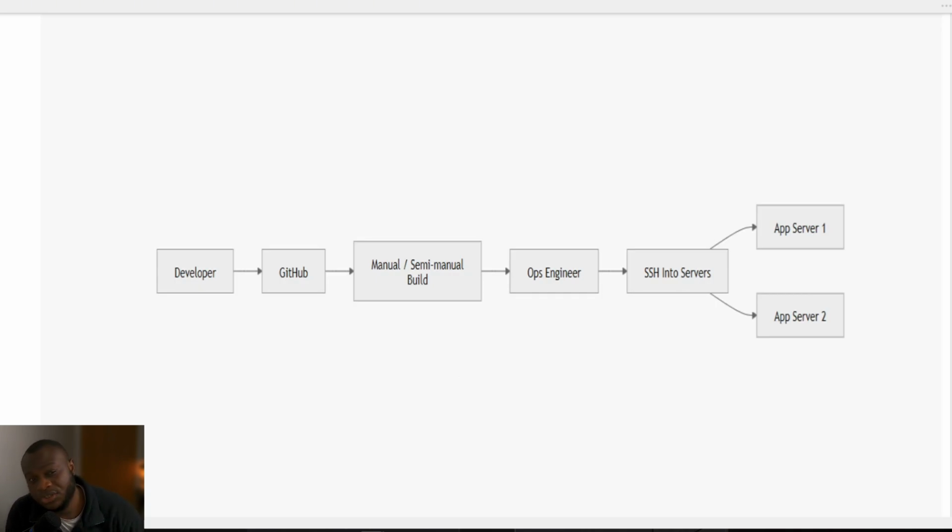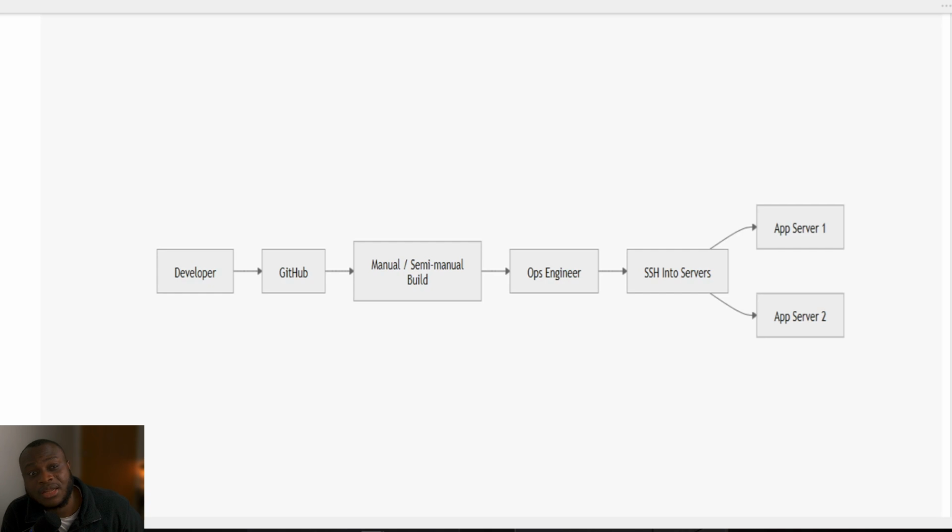This is the architecture of change inside PayFlow. A developer writes code, pushes to GitHub, a build happens manually, and then the release depends on the ops engineer connecting directly to a production server. This matters because the deployment part is not controlled by a repeatable system. It's controlled by human execution. Technically, that creates a few problems.